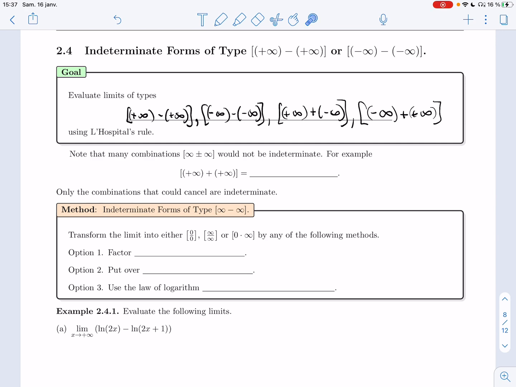It's not true that any combination would be indeterminate. For example, if I have plus infinity plus plus infinity, that's a huge number plus a huge number. It's a huger number, but it's still huge. And so that would just be plus infinity. If you encounter a limit, you evaluate it and you get this, you don't need L'Hopital's rule. You know it's plus infinity and you move on. For this section, it's only going to be the combinations that could cancel. Those are the ones that are indeterminate.